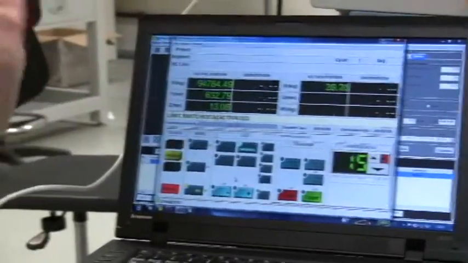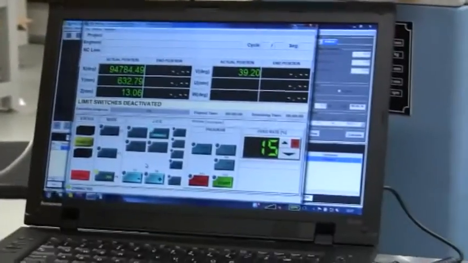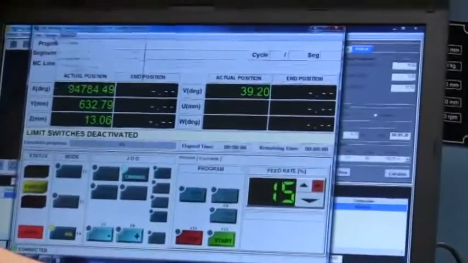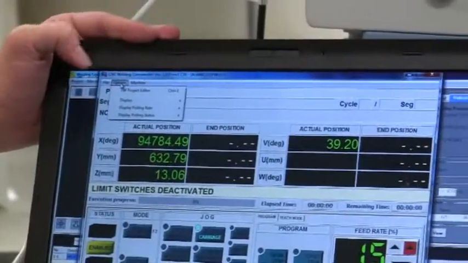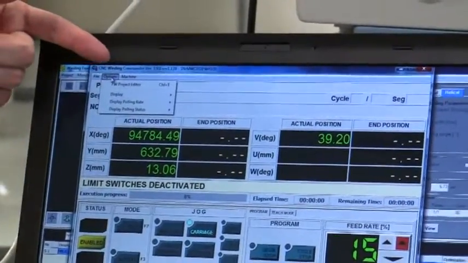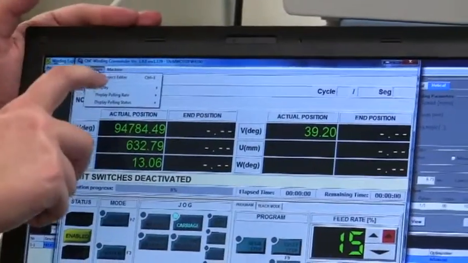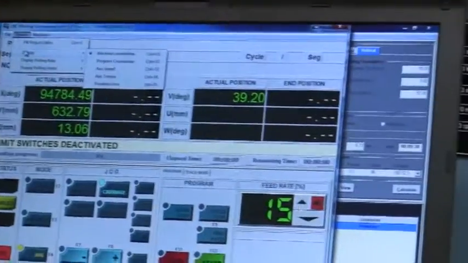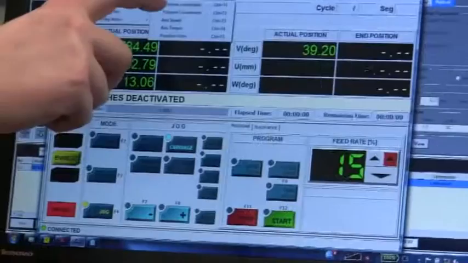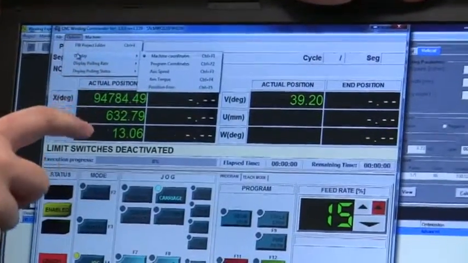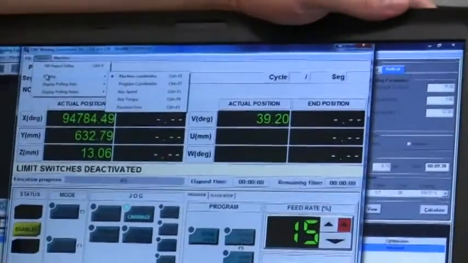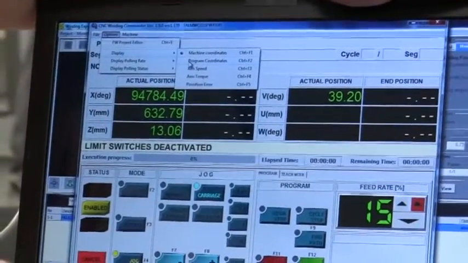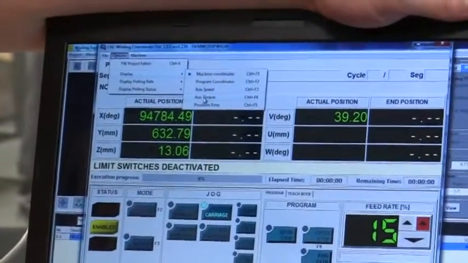how you can monitor some other valuable information about the machine's axes. Okay, in the options mode for the Winding Commander, you can choose display, and as you can see, now we've set the machine coordinates. And this is what we are doing here, the machine's coordinates for each axis. Now let's go to, let's say, axis speed.